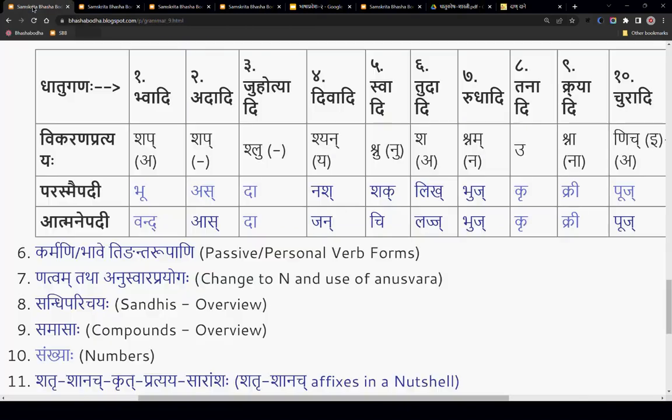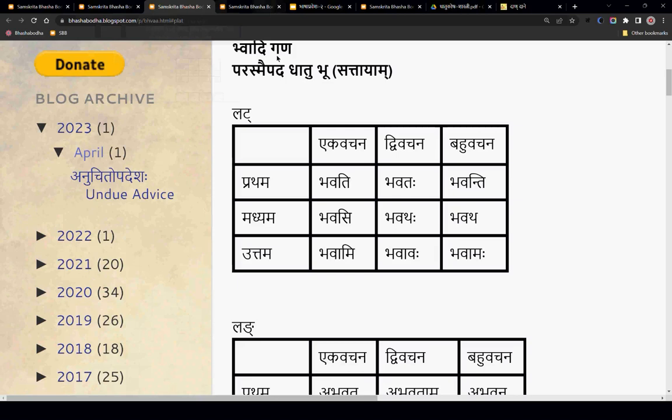Now, how are they classified into ganas? What comes in between? For example, bhu and vand, you don't see much difference, right? Bhavati, bhavataha, bhavanti. Once it starts with bhava, bhava. So bhu changes to bhava first, and then bhavati, bhavatah, bhavanti, etc. Vandate, vandete, vandante, etc. So with bhava and vand, we don't see any change in between.